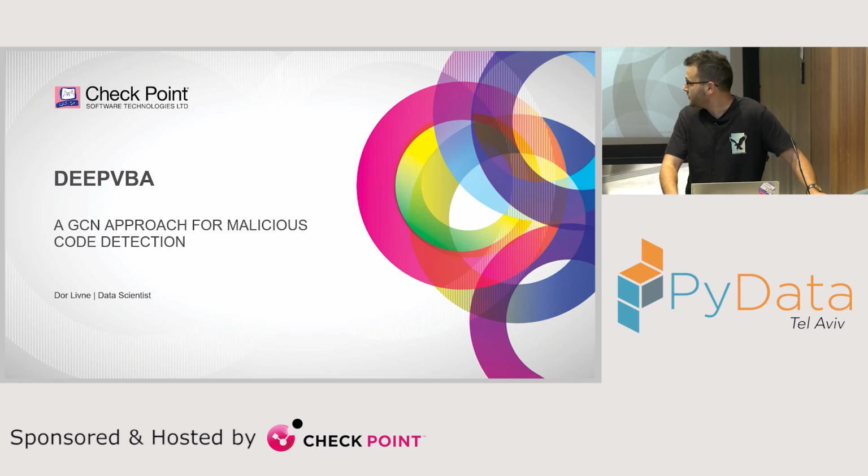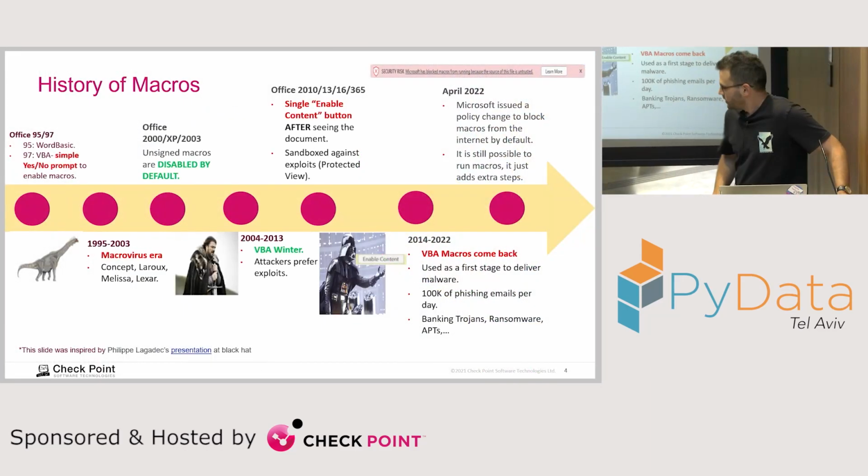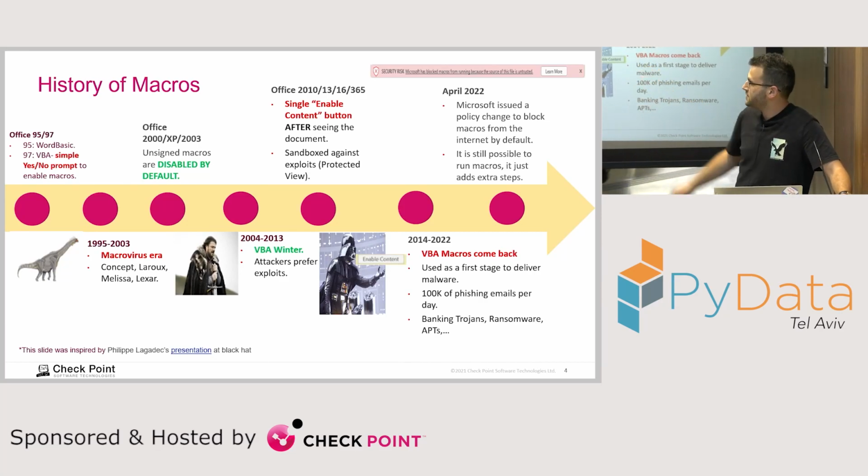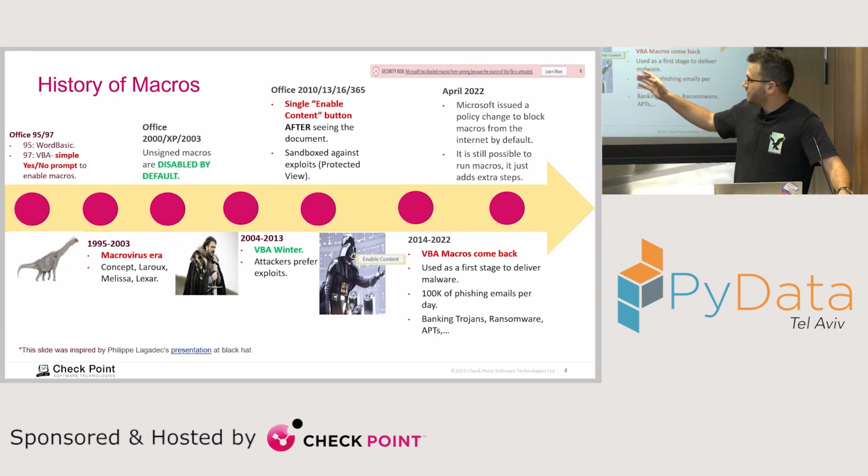Talk about the DeepVBA approach, a little bit about its features. Not all can fit in half an hour, but I'll try to make do. So first off, from VBA at the beginning, from Office 95-97, there was a simple yes or no prompt to enable the macros. First off, what is a VBA macro?